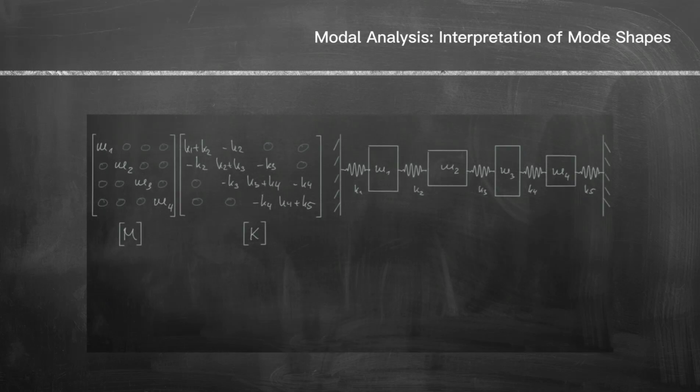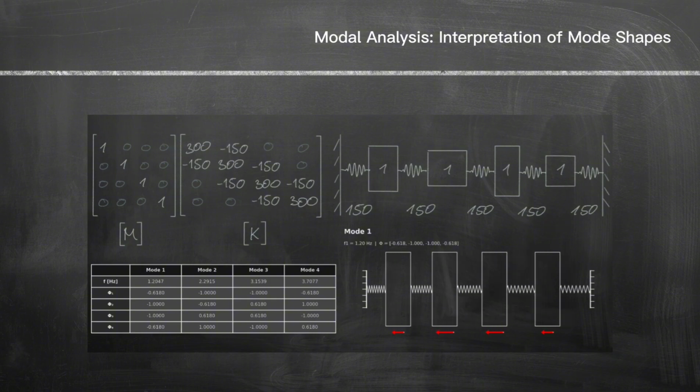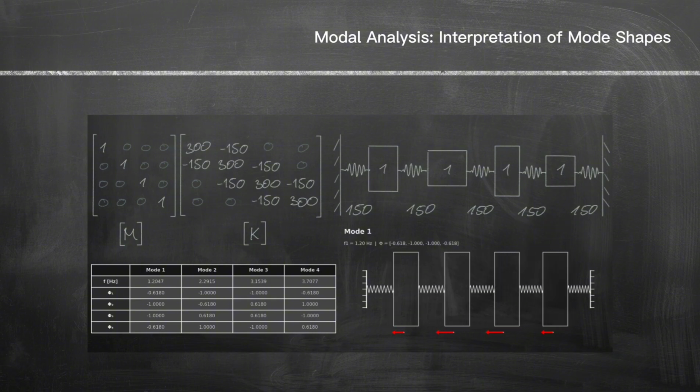Why does one mass move more than all others, even though all springs are identical? The answer is hidden in the eigenvalue problem, and once you see it, you can read mode shapes like an engineer.